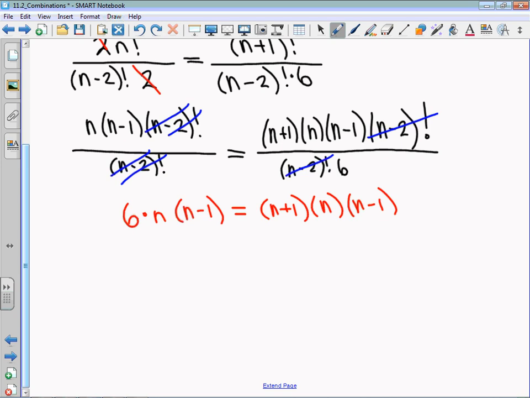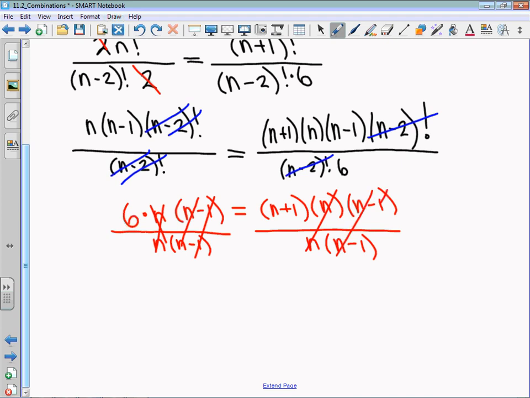So I'm going to divide both sides by n and n minus 1. The reason I want to do that is I notice that those factors are common on both sides. So the n's will cancel, the n minus 1's will cancel. That's actually going to happen on both sides. And then what I'm left with is that 6 is equal to n plus 1. Well, if I subtract 1, I get that 5 is equal to n. Now, before we get too happy that we solved this right, just remember that 5 is equal to n.